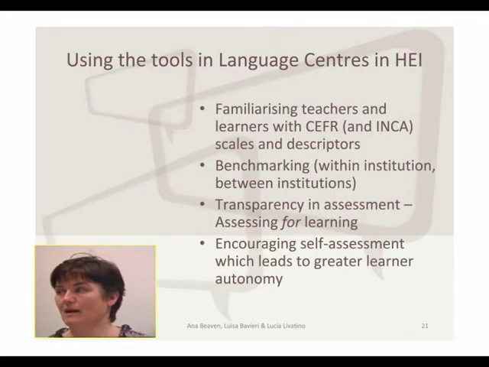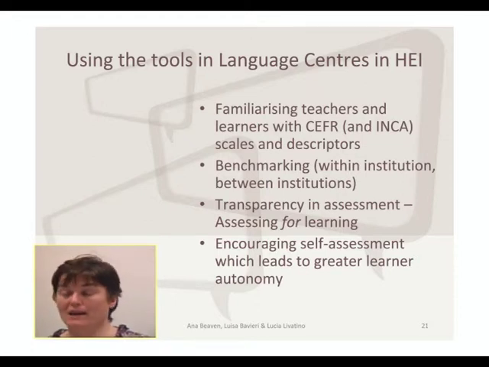So finally, what are the uses for these 2 tools in the context of language centers in higher education institutions? Well, first of all, it is important to remember that both tools are freely available online to anybody who wants to use them, including teachers or learners. So the first use that we see, which is perhaps the most important, is of course to familiarize both teachers and learners with the Common European Framework, and not just with the most common and best known scales for the different qualitative aspects of linguistic production, but also with those scales that are perhaps less well known, like pragmatic competence or sociolinguistic competence.